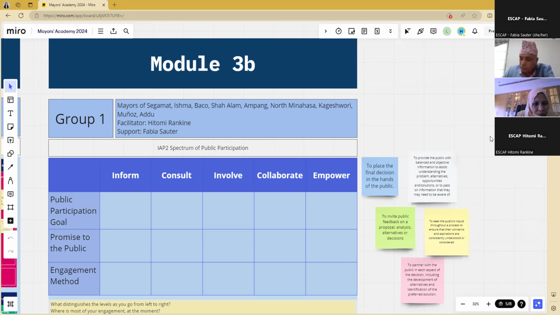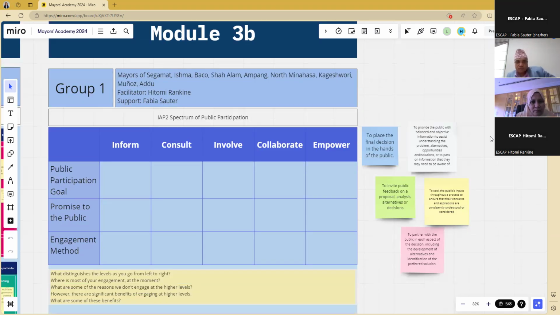What we're going to do for the next half an hour is really look at the public participation goal and the promise that we make to the public when we engage at each level, right? So Fabio has kindly prepared the sticky notes and pre-prepared the objectives of stakeholder engagement. I would invite you to look at these, on the right-hand side here, looking like sticky notes, and thanks Fabio for making that bigger, and invite you to volunteer your ideas on where you think they should fit, under which level.